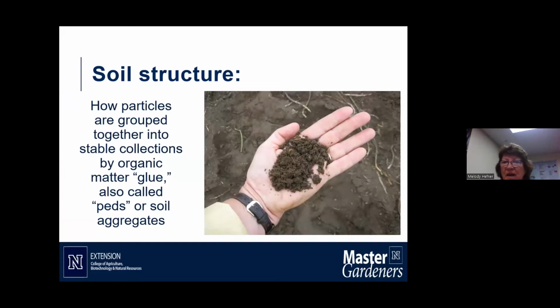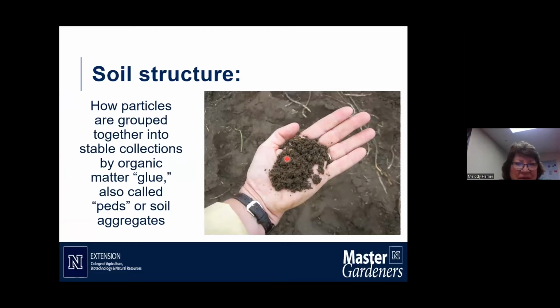Cycles of wetting and drying and freezing and thawing can promote these ped developments. A well-developed soil structure enhances water and air movement and root growth in a soil. Soil structure is classified by the shape and size of the peds.